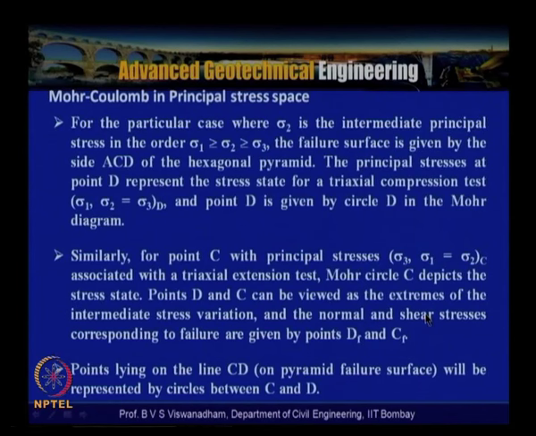Similarly, for point C, with principal stresses where sigma 1 is equal to sigma 2, associated with the triaxial extension test, Mohr circle C depicts the stress state. Points D and C can be viewed as the extremes of the intermediate stress variation, and the normal and shear stresses corresponding to failure are given by points DF and CF.